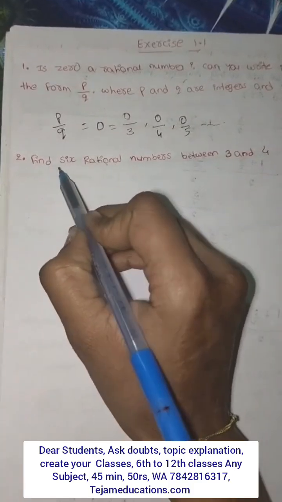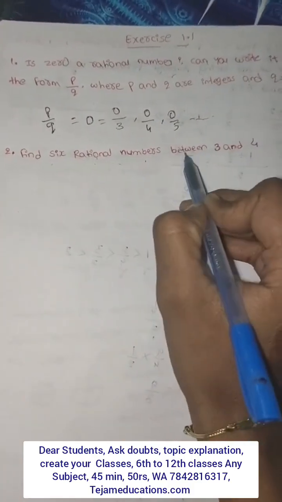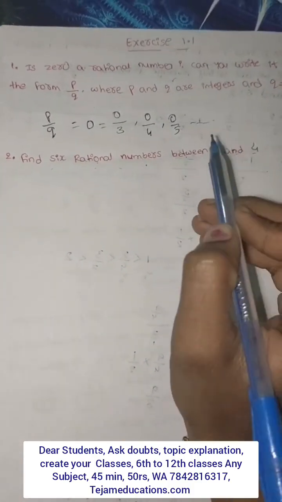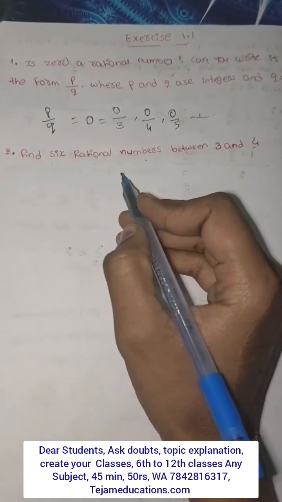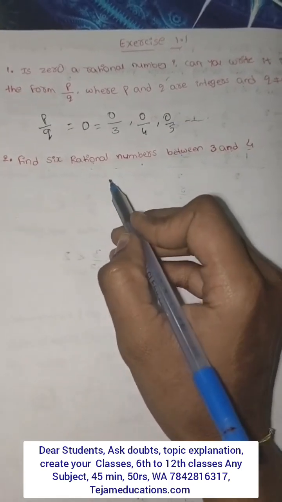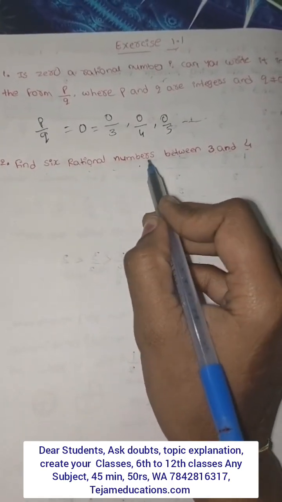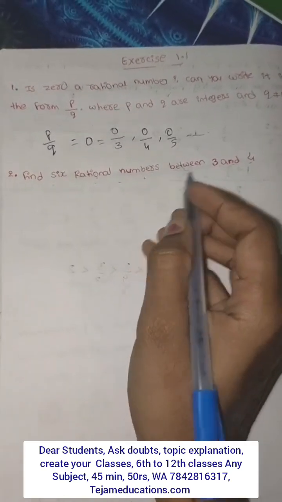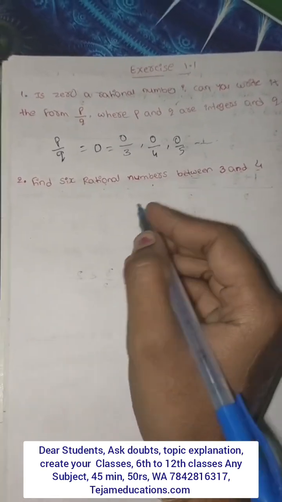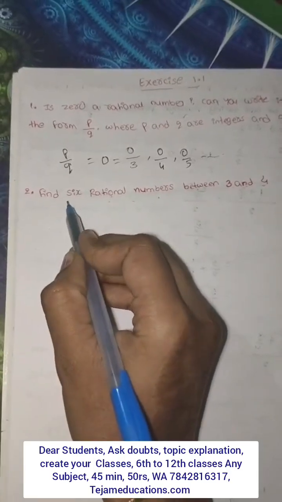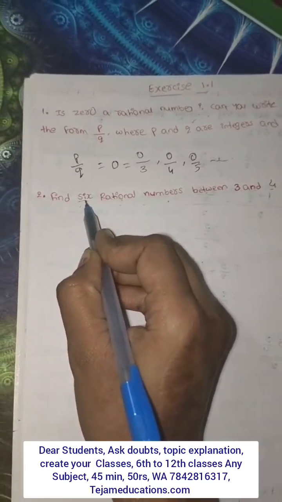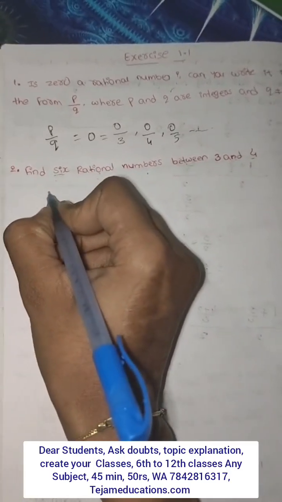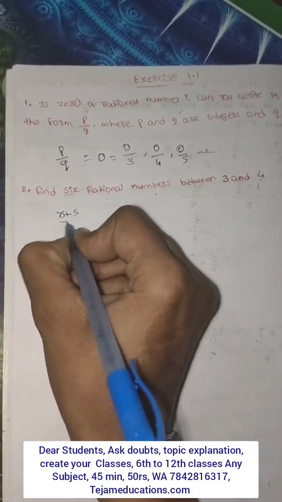Now the second question: find 6 rational numbers between 3 and 4. In the previous video we have seen how to find rational numbers between 3 and 4. We know there are infinitely many rational numbers between any two numbers. Here they mention that we need to find 6 rational numbers. We know the average formula, r plus s by 2.